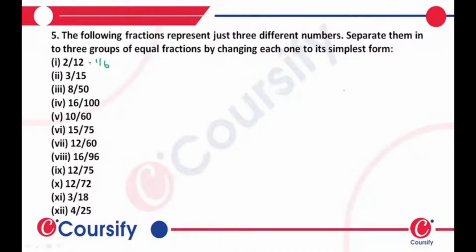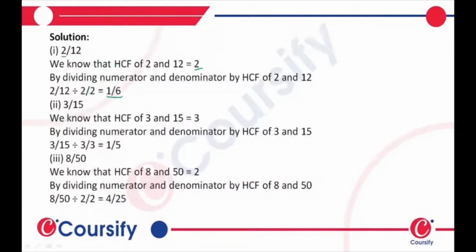Next question, we have 3 by 15. So 3 by 15, technically, what is the HCF of 3 and 15? The HCF of 3 and 15 is also 3. So when we divide by the HCF of 3, we get it as equal to 1 by 5. Okay, let's see. We know that HCF of 3 and 15 is equal to 3. So by dividing the numerator and denominator by the HCF of 3, we get 3 by 15 divided by 3 by 3. That is equal to 1 by 5 is the answer.